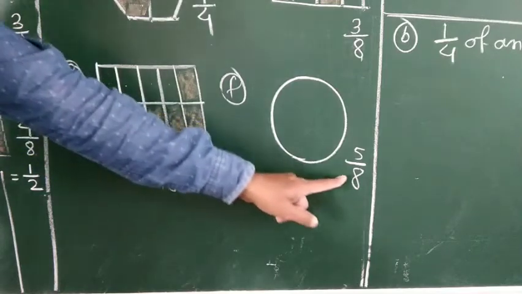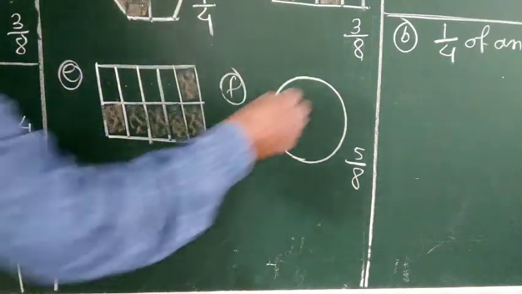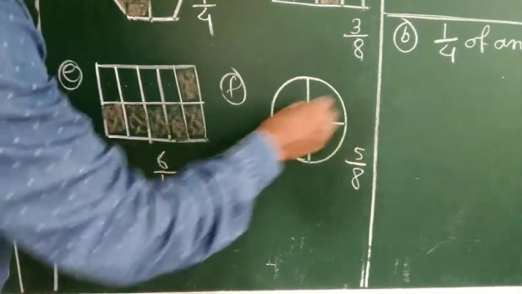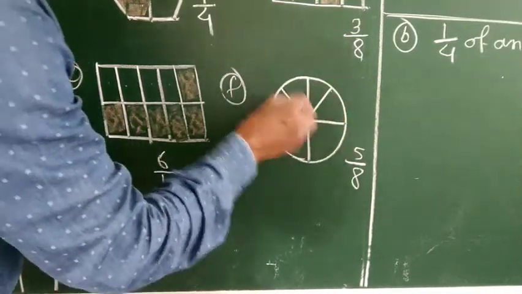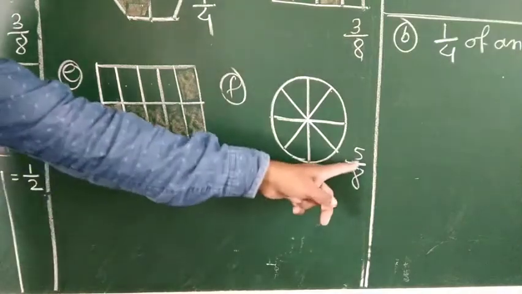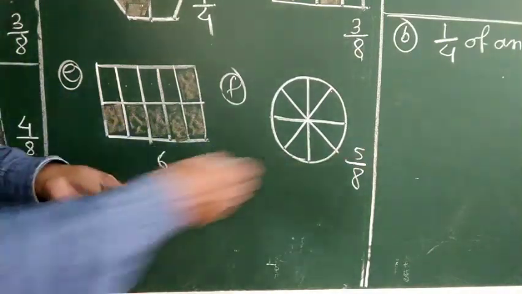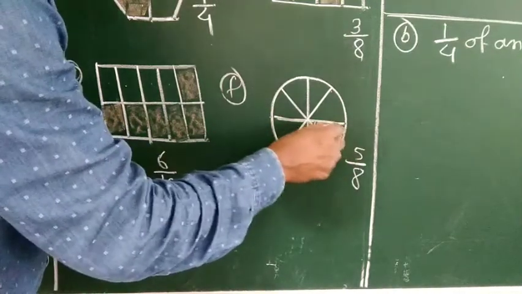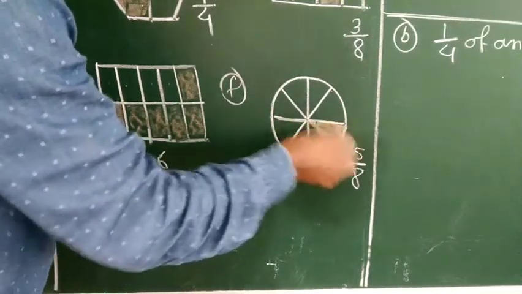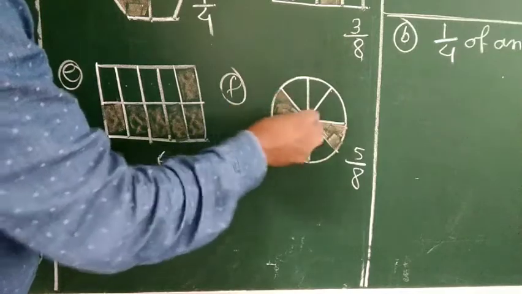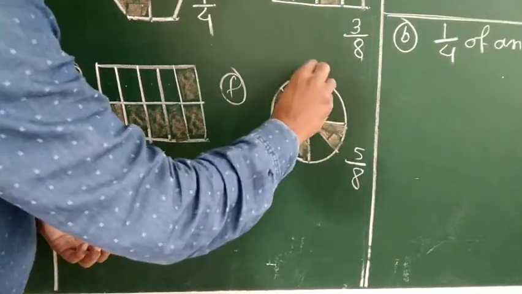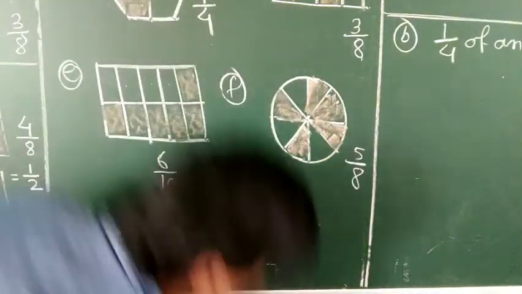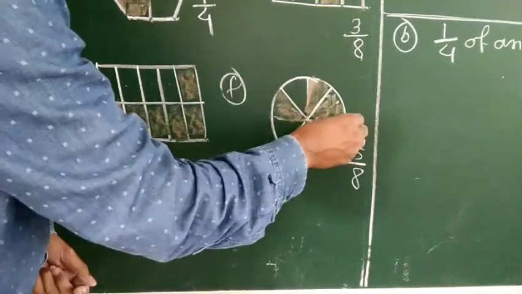Now it is 5 by 8. It is 5 by 8. So see, we have to make 8 parts. This way we can make 8 parts here, and out of 8 parts we have to color here only 3 parts. Sorry, 5 parts. It is 5 here now, so 5 parts we have to color. So you can color these 5 parts. 1, 2, 3, 4, and this one is 5. Okay. So this way here we have to color 5 parts.